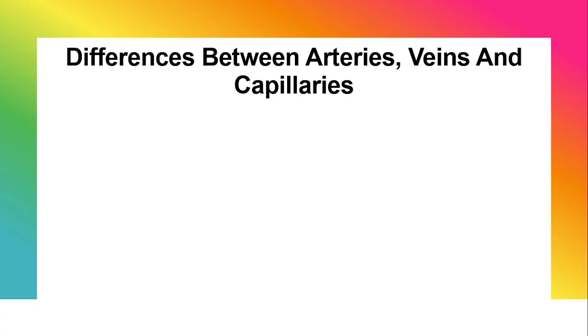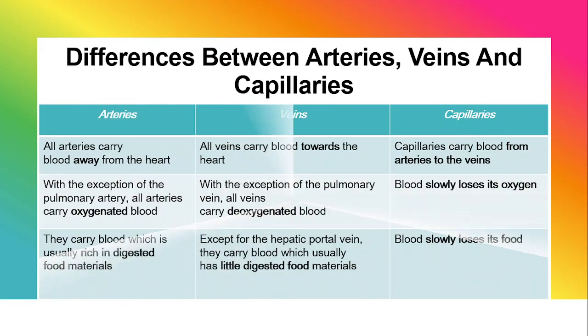Now, let's see the differences between all of these blood vessels: the arteries, veins, and the capillaries. Also, there will be a table displaying these blood vessels with their differences. Here we have the table of three columns: the arteries, the veins, and the capillaries. In terms of the arteries, all arteries carry blood away from the heart, while the veins are the ones that carry the blood towards the heart. So that's the first difference between these two.